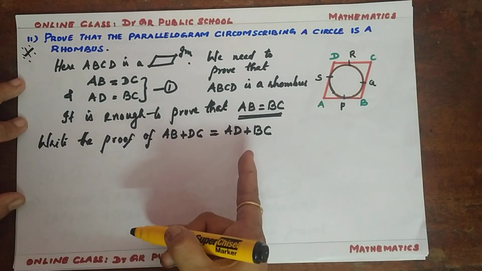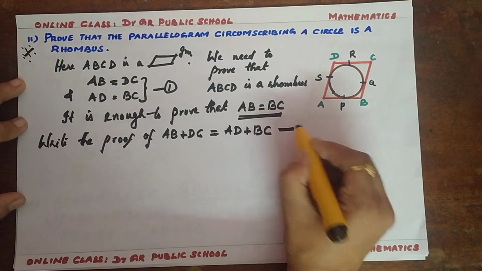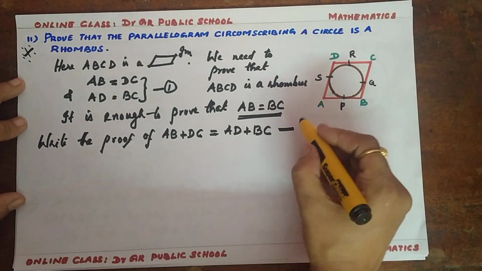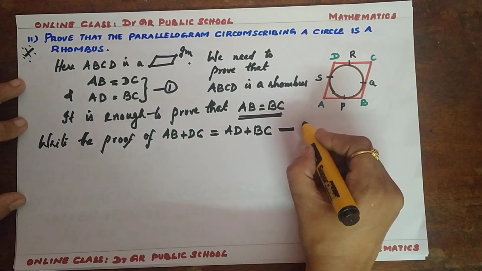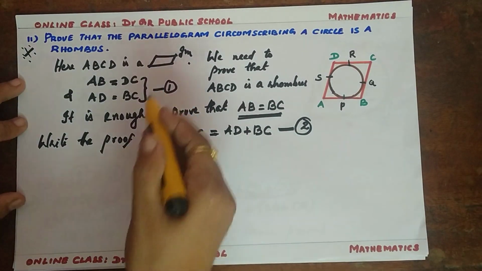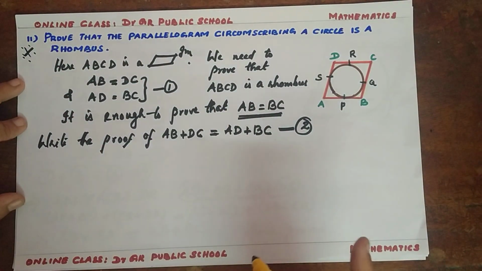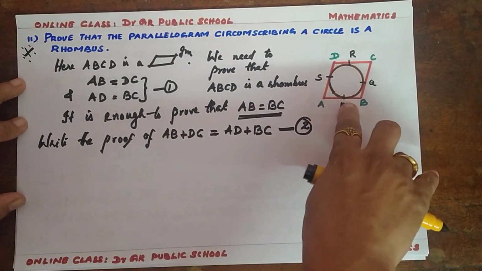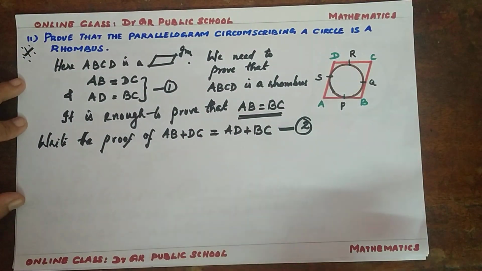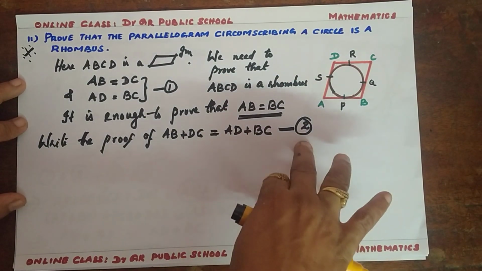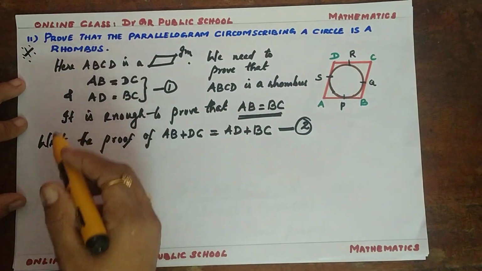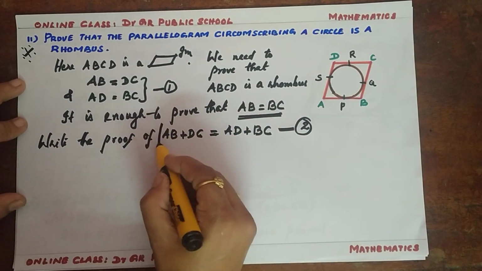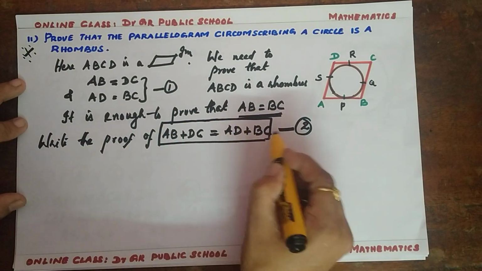Now after getting this result, you can take that equation as equation number 2 or 3 or 4 or 5, whatever the equation number is. In this question, I am going to take it as equation number 2 because I have only one equation here. For you, you have 4 other equations: AP equals AS, BP equal to BQ. Those 4 equations you need to add. Then you can take this as equation number 5 or 6. Then you need to write the proof of AB plus DC equal to AD plus BC. After getting this result, you can take that as equation number 2.